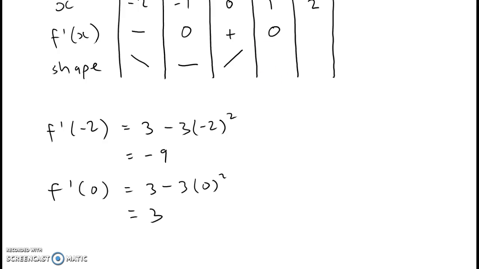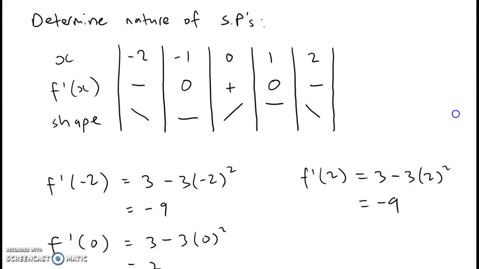Alrighty, the last one we'll choose is 2. f dash 2 equals 3 minus 3 times 2 squared, which equals -9. So again, negative, which tells us the gradient is decreasing, and we know that that was a stationary point there. So we can actually see the nature of these stationary points here.